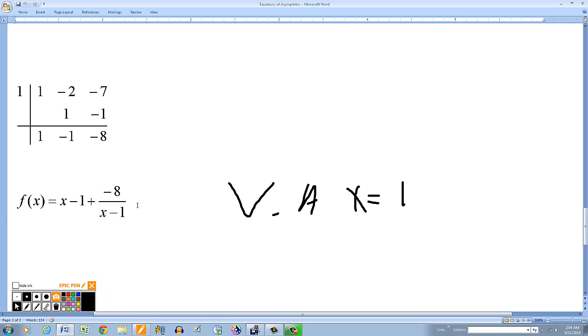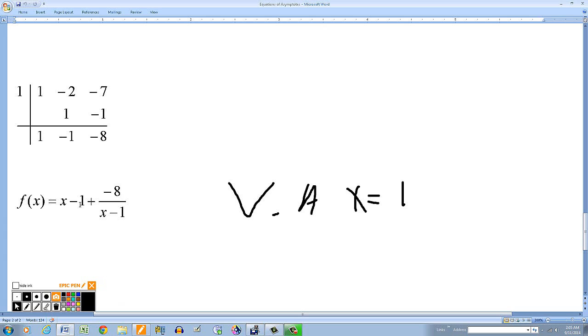So if I were to set this up, this would tell me that f of x is equal to x minus 1 plus negative 8, which is the remainder, over the divisor x minus 1. Okay, so in other words, if I put this back together, then I get the original function. But here's what we have to realize. As x goes to infinity, this denominator gets real large. So this term right here goes to 0. So I'm left with x minus 1.